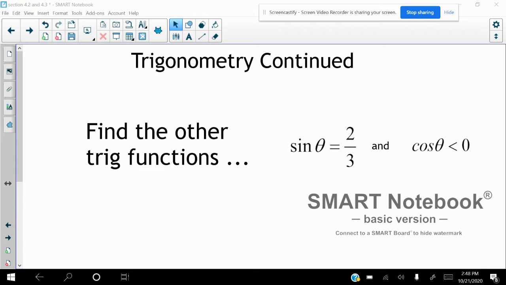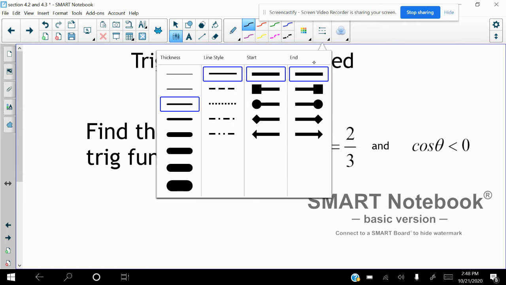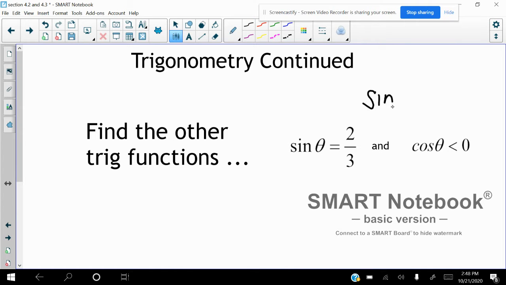So the first thing you need to figure out is, where is the sine positive and the cosine negative? Sine positive and cosine negative is in our second quadrant. So that's where we're looking.